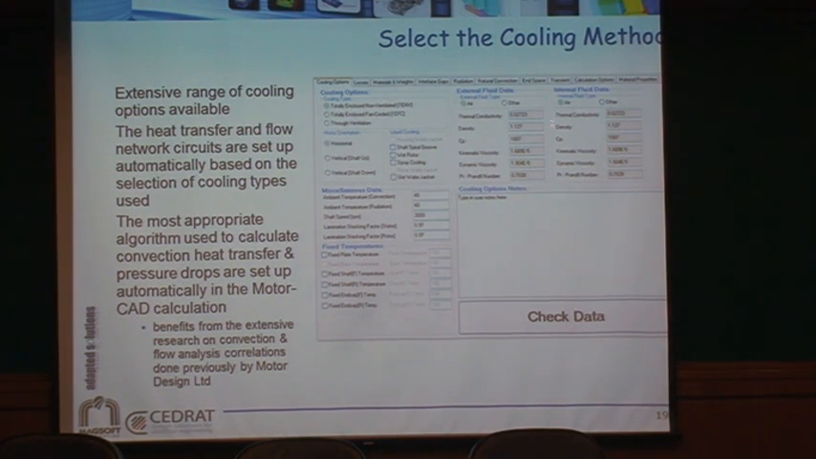Again, then after you select the fluid. So here it's totally enclosed, non-ventilated. What kind of fluid do we have on the outside? It's going to be air. On the inside, it's going to be air. We can have something else depending on what we use to cool.